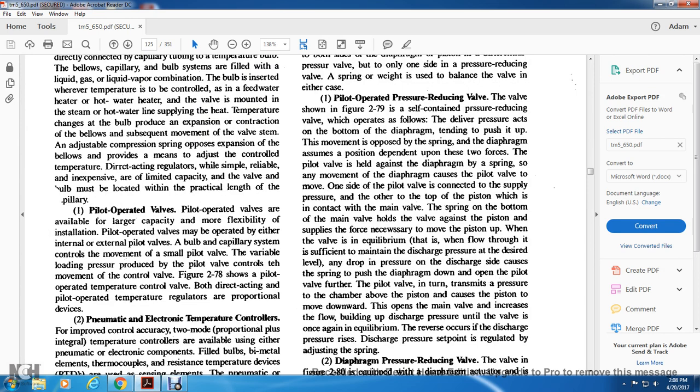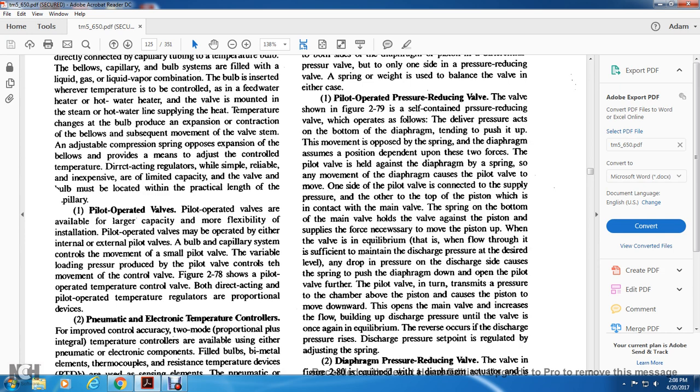Pilot-operated pressure reducing valve. The valve shown in figure 279 is a self-contained pressure reducing valve, which operates as the valve delivery pressure acts upon the bottom of the diaphragm, tending to push it up. The movement is opposed by the spring. The diaphragm assumes a position dependent upon those two factors.